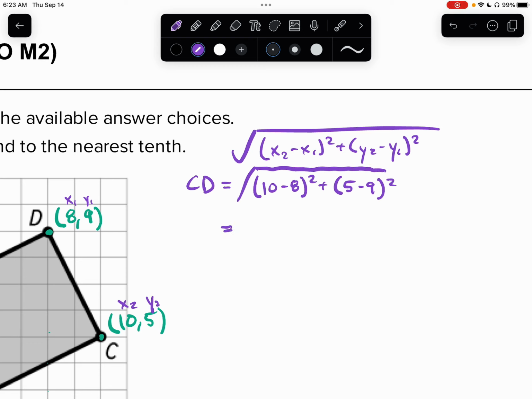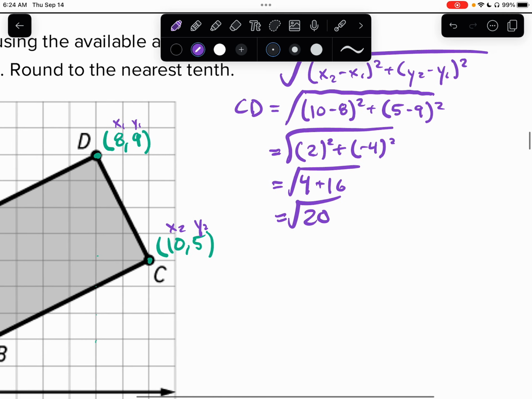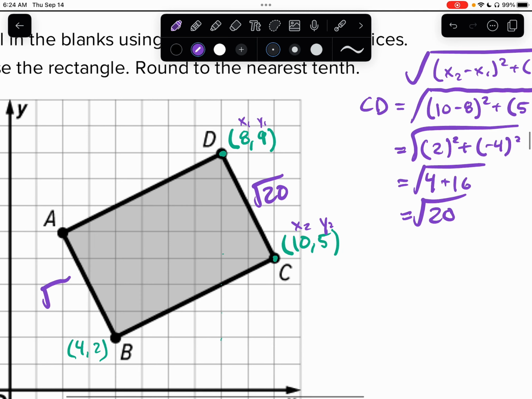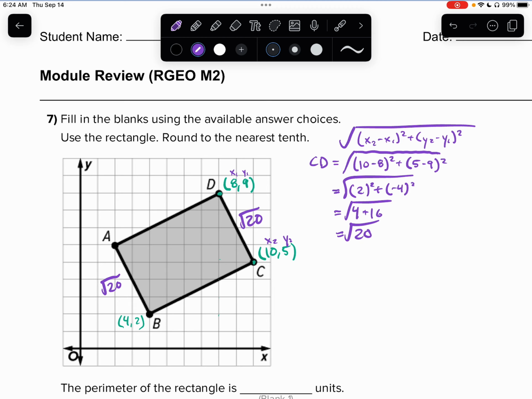Let's see, 10 minus 8 is 2. 5 minus 9 is negative 4. 2 squared is 4. Negative 4 squared is positive 16. And then 4 plus 16 is 20. So that means this length here is the square root of 20. And that means this length over here is also the square root of 20 because it's a rectangle.